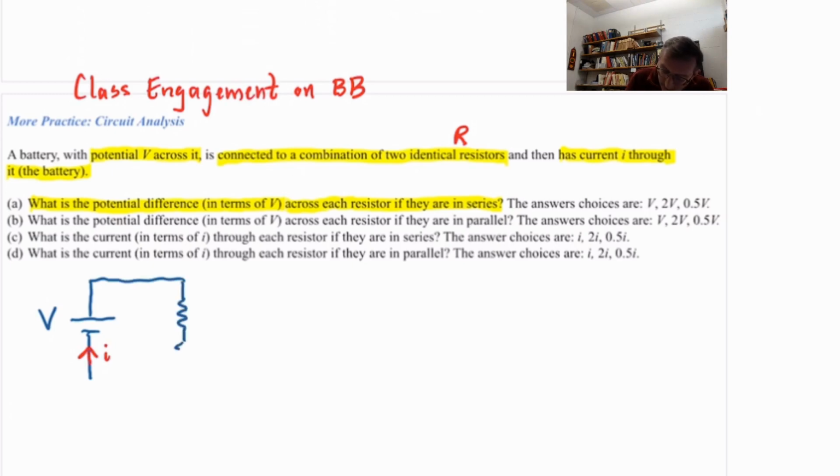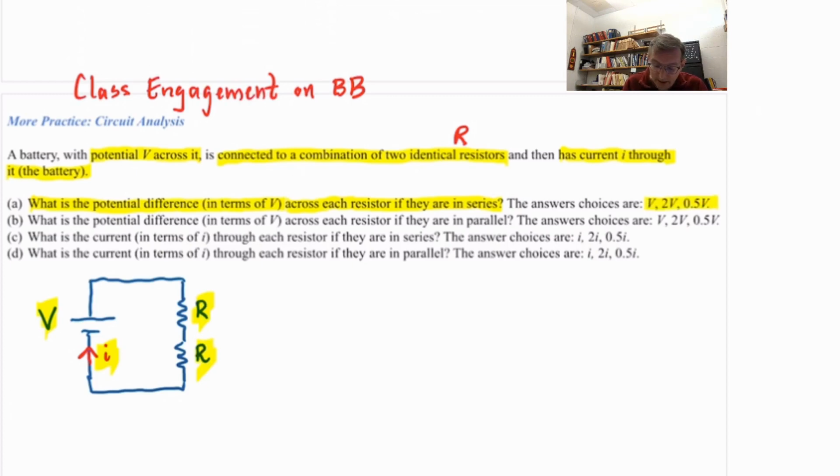So you should be able to draw that in a circuit diagram. It would be like that. That's the two identical resistors in series connected across the battery. And that's the potential difference across the battery and the current through the battery. So in question A, you are asked for the potential difference across each resistor. And the answer choices are V, 2V, or 1/2 V.